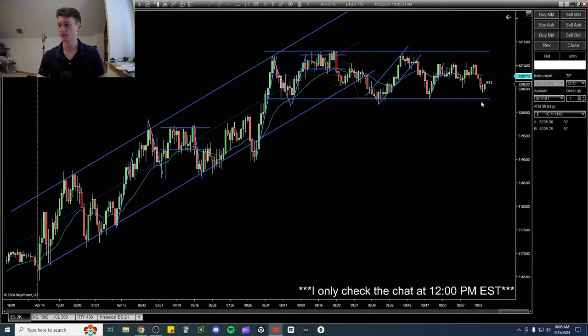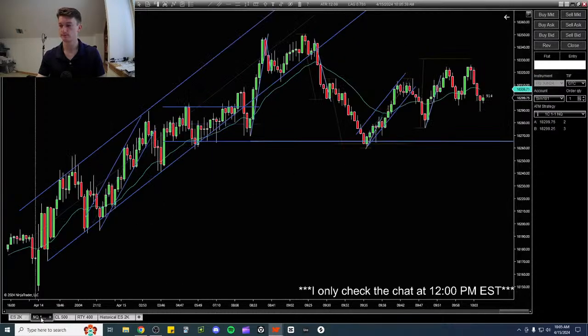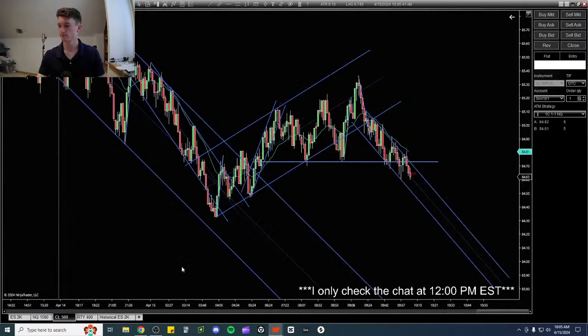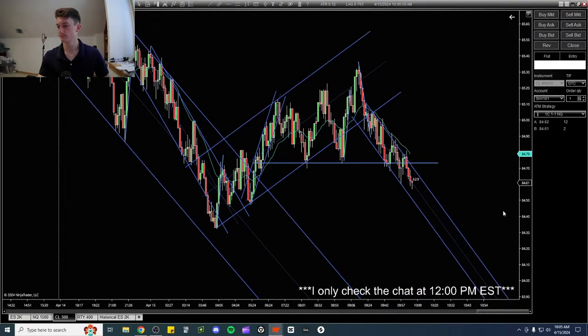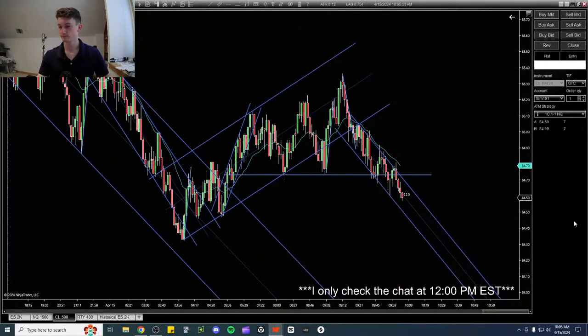The ES is clearly just ranging. There's nothing I'm interested in there. And the CL, this downtrend appears to be holding. So if we continue lower and make a lower low here, then I'll definitely be interested in taking some sort of two-legged pullback for a short. We are continuing down quite strongly too.